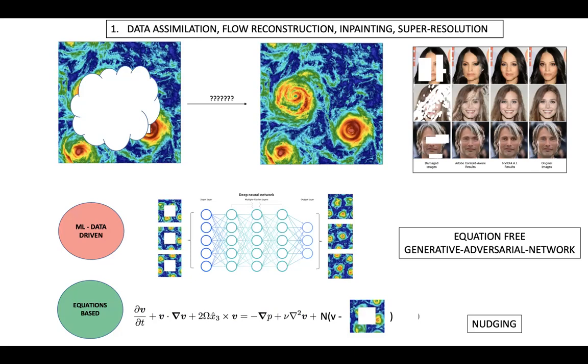This is what Photoshop does when you apply a filter to reconstruct something: you miss an eye and you want to put the eye in, or a nose, and you want to put the nose in. Of course, the big difference between our community and the computer vision community is that we have the equations, right? And we have, in principle, very clear quantitative ranking tools to understand if your results are correct or not.